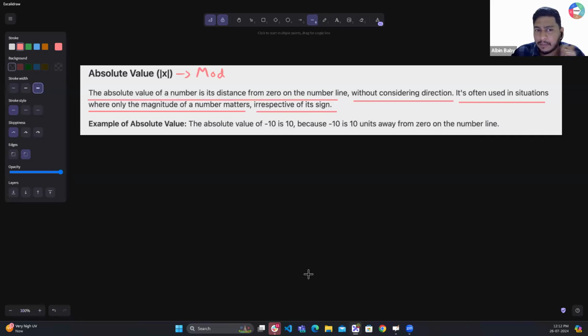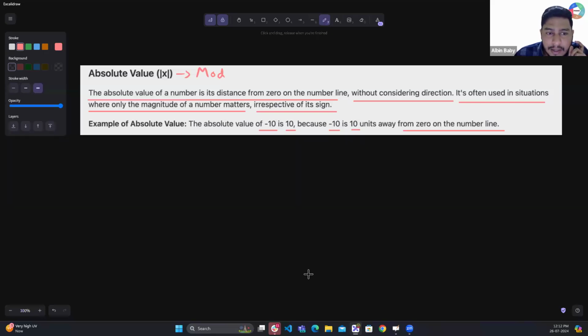So here is an example of the absolute value. The absolute value of negative 10 is 10 because negative 10 is 10 units away from 0 on the number line, right? Okay, if I say mod of negative 10, what will be the answer, guys? Exactly, it will be 10 only. It will be positive 10.